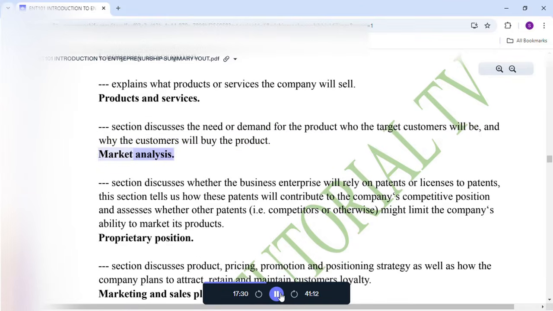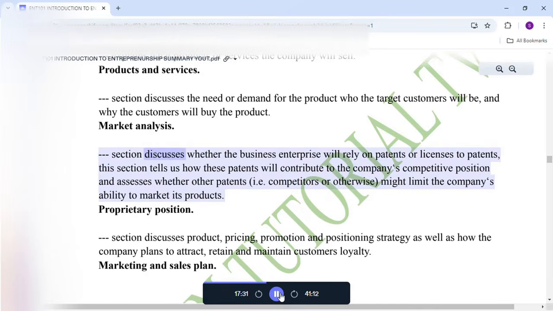Proprietary position section discusses whether the business enterprise will rely on patents or licenses to patents. This section tells us how these patents will contribute to the company's competitive position and assesses whether other patents, competitors or otherwise, might limit the company's ability to market its products.